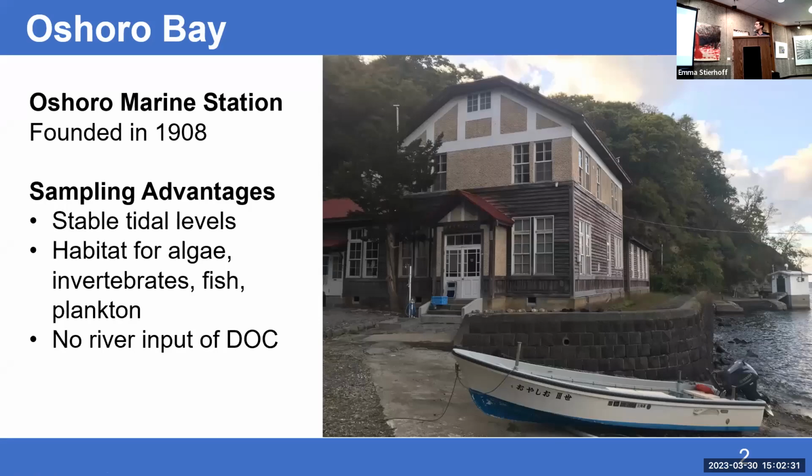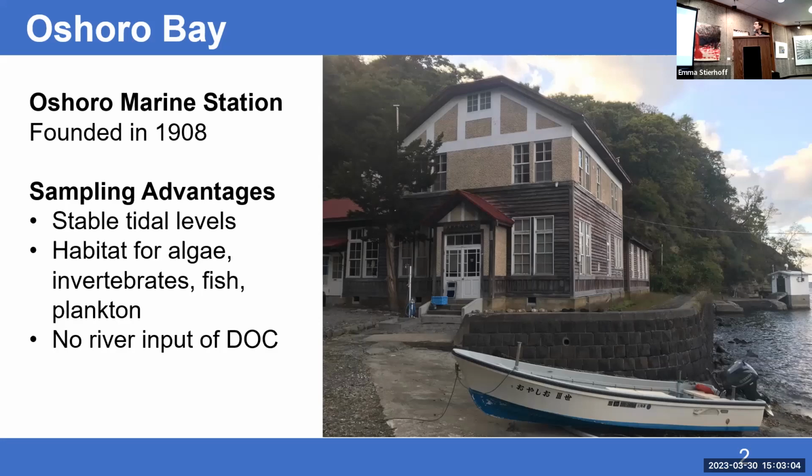So here, this is Oshoro Bay. Hokkaido University has a marine station there since 1908. It's about an hour away from our campus and lab in Sapporo. So it's a very convenient location, but most importantly for this study, I want to look at different sources of variability, especially seasonal variability in dissolved organic carbon dynamics. And so it has very stable tidal levels. It's accessible year round, even in the winter. And very, very biodiverse ecological habitat in terms of macroalgae and different kelp species.